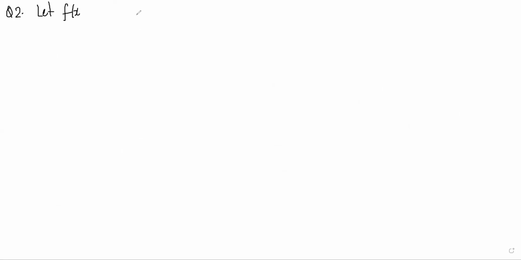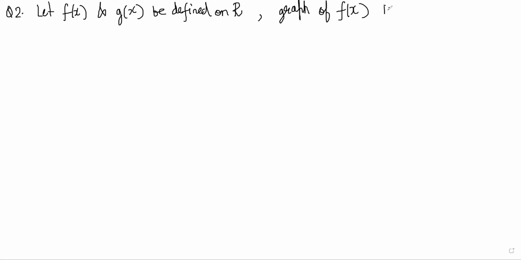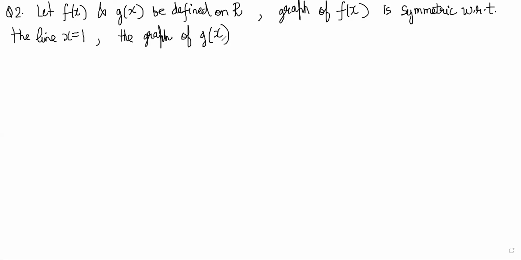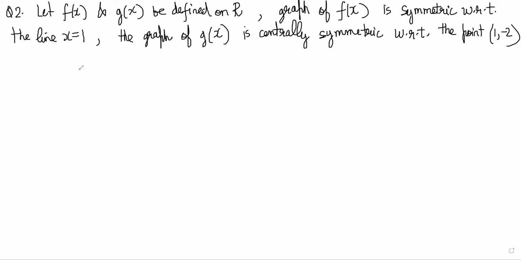Let f(x) and g(x) be defined on R, and the graph of f(x) is symmetric with respect to the line x equals 1, whereas the graph of g(x) is centrally symmetric with respect to the point 1 comma minus 2.